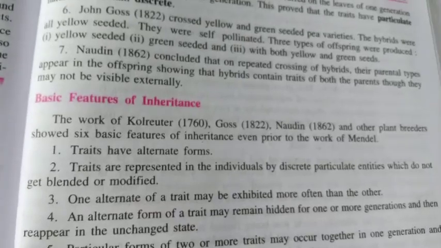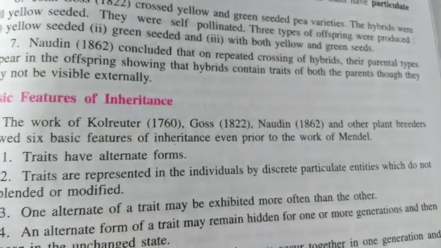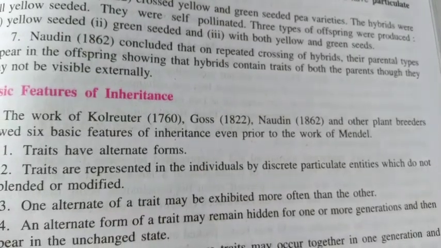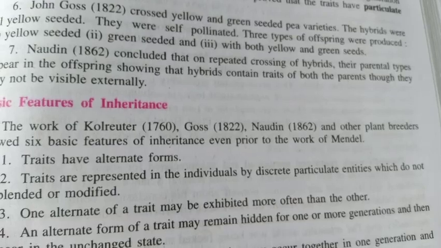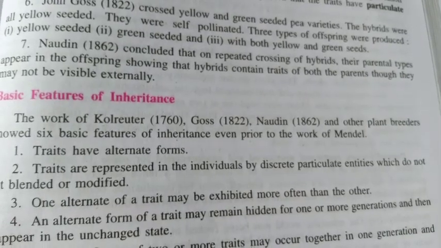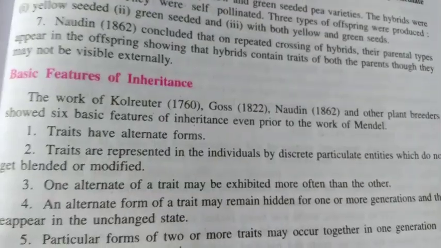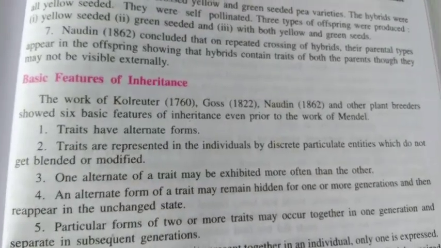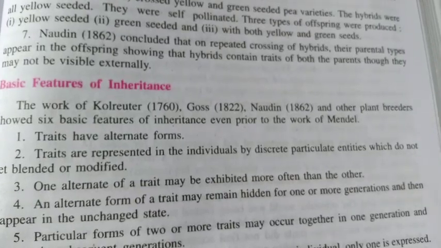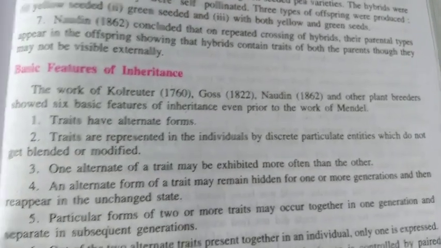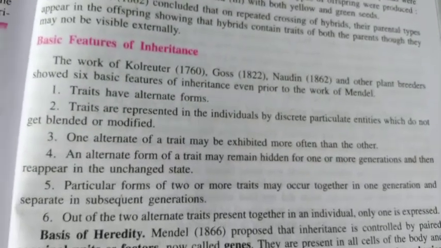The work of Kohlreuter in 1760, Gauss in 1822. These are the scientists who have contributed in the field of genetics. Then, in 1862, these and other plant breeders showed 6 basic features of inheritance prior to the work of Mendel. So prior to the work of Mendel, these things were known about genetics.